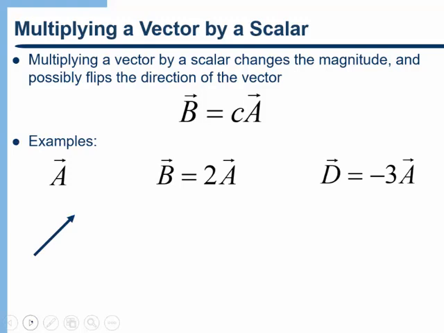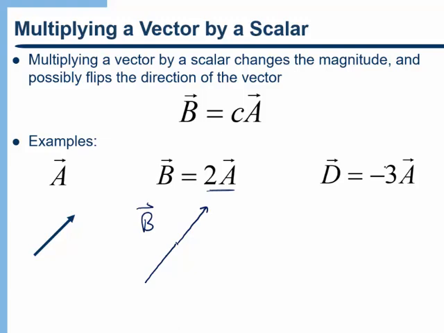So if I have vector a, and I now want to find out what is 2 times a, I just take a vector that's in the same direction as vector a, but is twice as long. Okay? So that would be vector b.